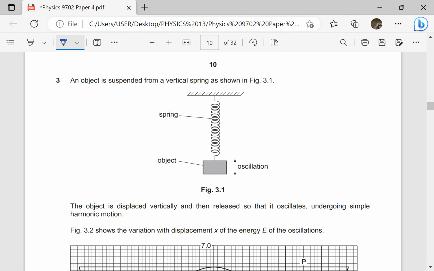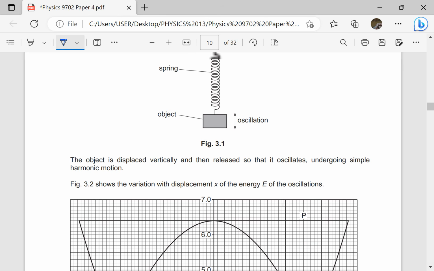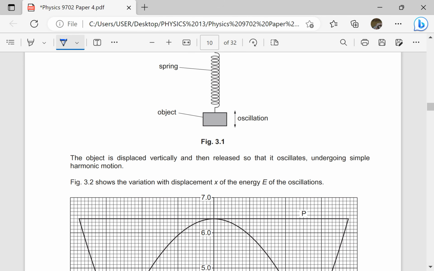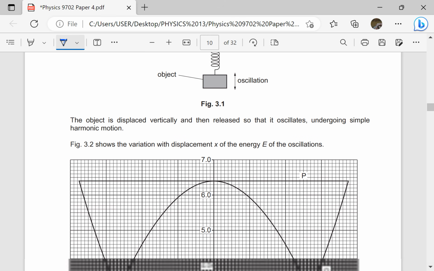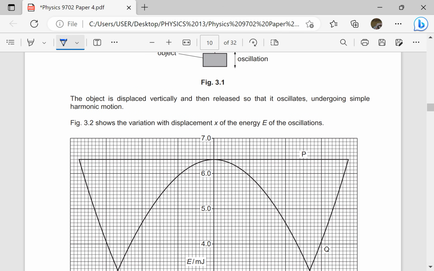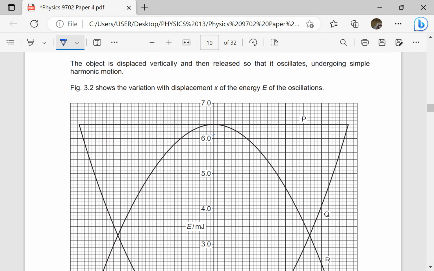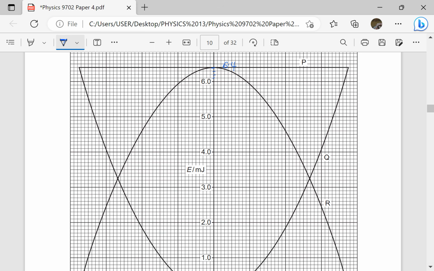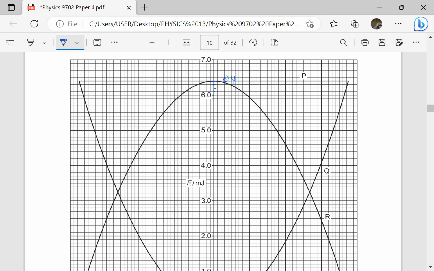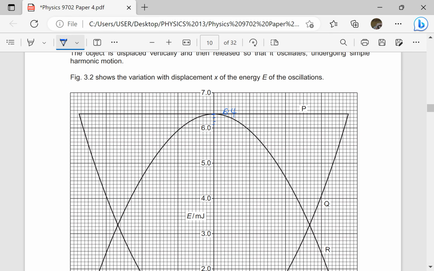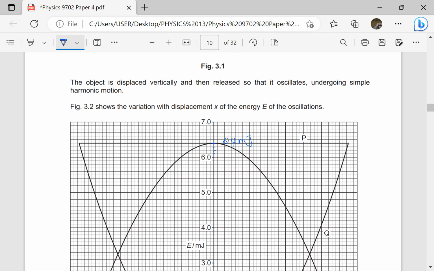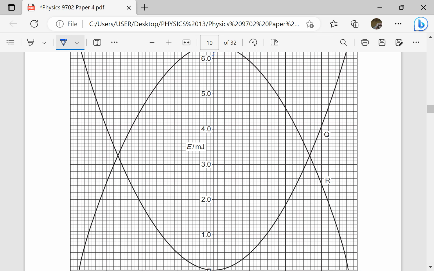Number 3. An object is suspended from a vertical spring as shown in the figure. The object is displaced vertically and then released so that it oscillates undergoing simple harmonic motion. The figure shows the variation with displacement x of the energy E of the oscillations. So we can see the maximum energy here, 1, 2, 3, 4. I think that is 6.4 because the scale seems to be 0.1. Yes, the scale is 0.1, so the maximum energy is 6.4 millijoules.